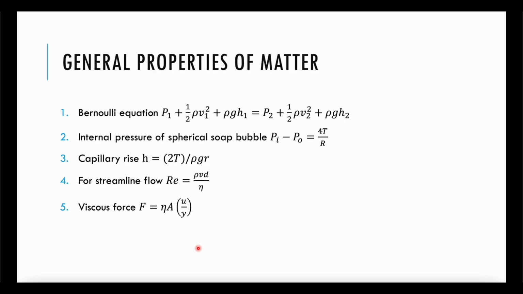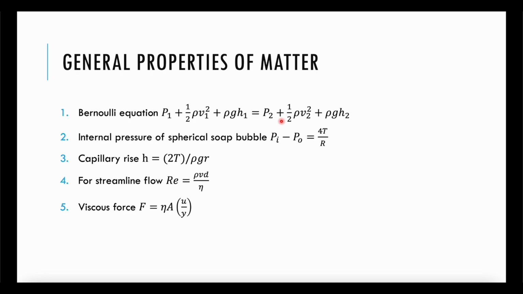Now, general properties of matter. The most used formula for general properties of matter was Bernoulli's equation. P1 plus half rho V1 square plus rho g h1 equals P2 plus half rho V2 square plus rho g h2. In some cases it will be given that they are horizontal, so these terms do not exist, and you have to work with these two terms. This was a very common problem in all the shifts.